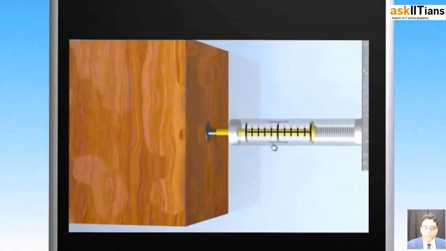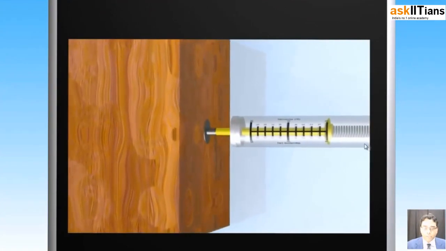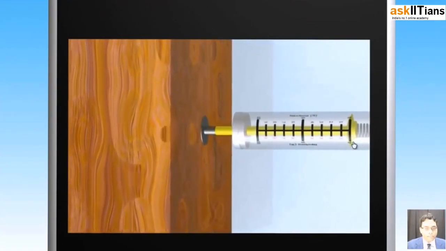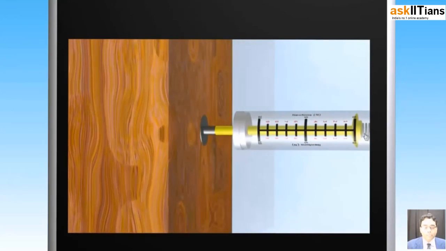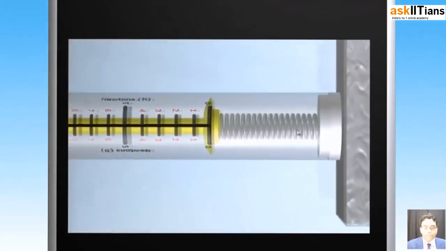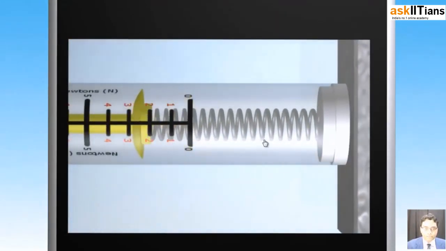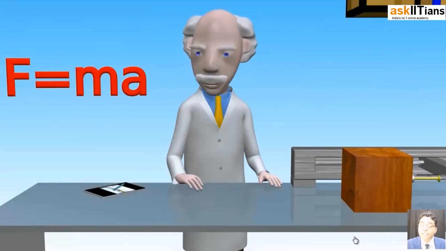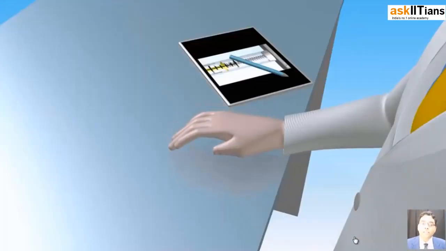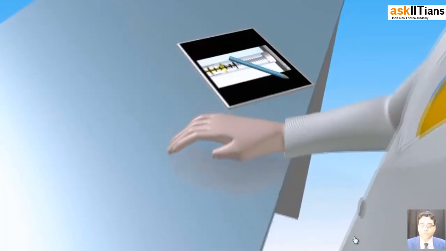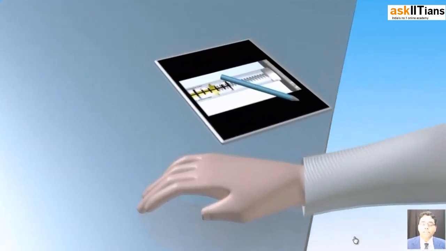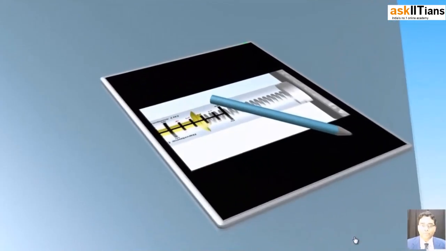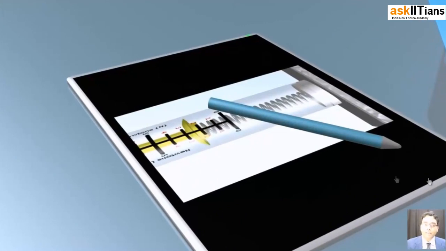So here, when this block was pressed, obviously the spring got compressed. Because of this compression, there was a force that started acting on it. So this was its original position, and this was the amount by which it was compressed. Using that compressing force, the object moved in a forward direction. So that is Newton's second law. Let's try to elaborate further on it.